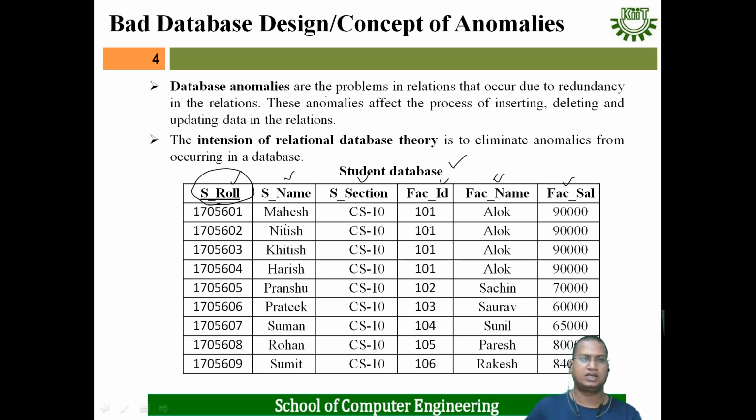This is a part of the database which we have taken to help you understand the various anomalies and redundancy. Redundancy means repetition of data items. In this case, just see here: 101, faculty name Alok, and the salary is 90,000. This information is repeated in several records or rows. Here 101 Alok 90,000, here 101 Alok 90,000. This is your data redundancy.